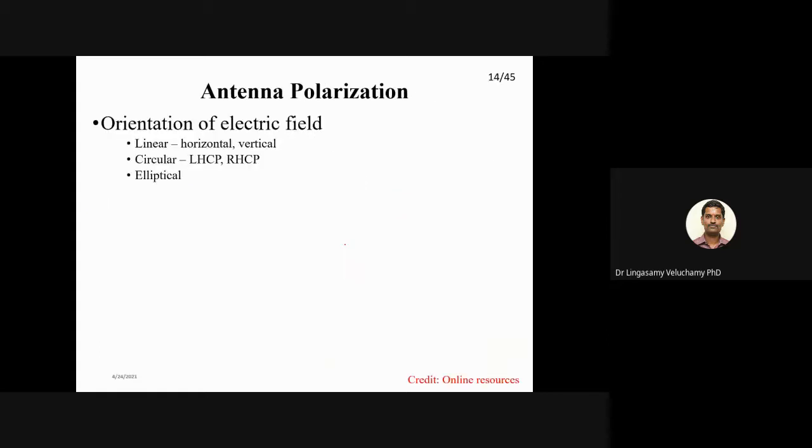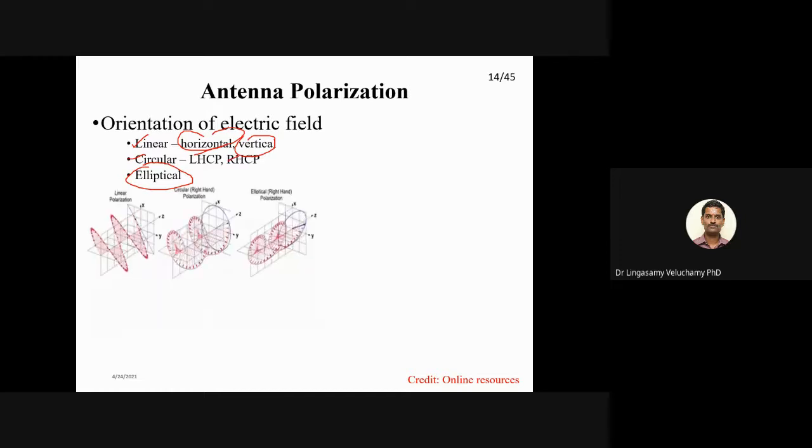So next is antenna polarization. Polarization, basically, should be elliptical polarization. If we decompose that, then you may get circular polarization and linear polarization. In linear itself, we have horizontal and vertical. In circular, it is left hand circular polarization and right hand circular polarization. Now this is how it will be looking like. Linear polarization means radiation is happening in one direction, but in circular polarization you can see the entire 360 degrees you have radiation.